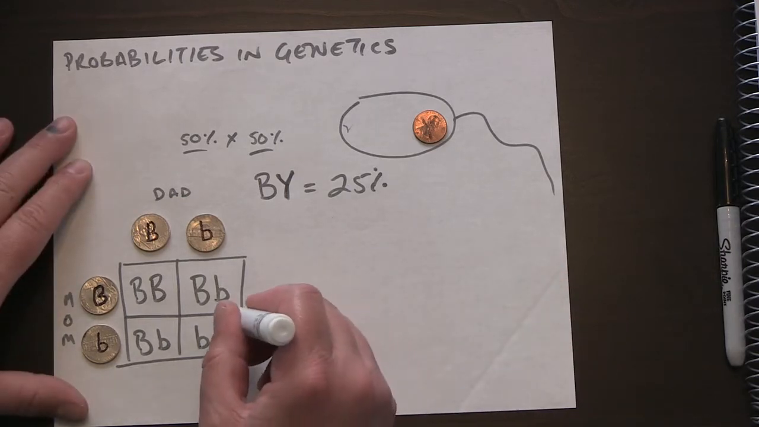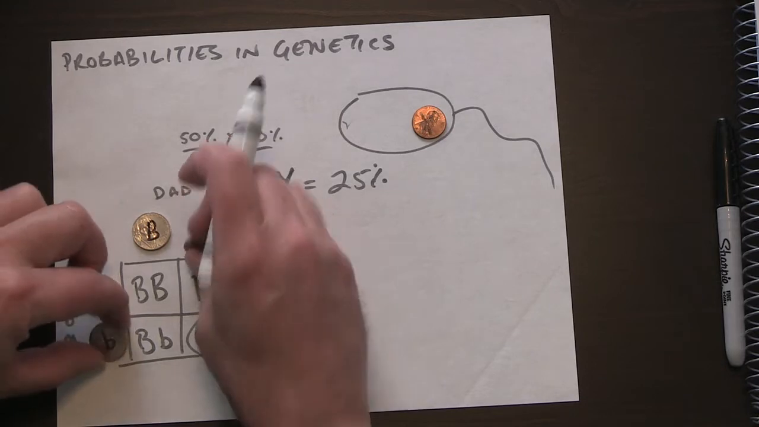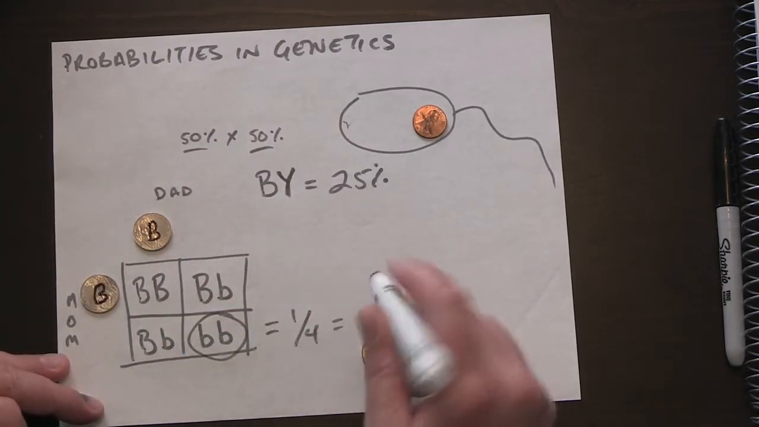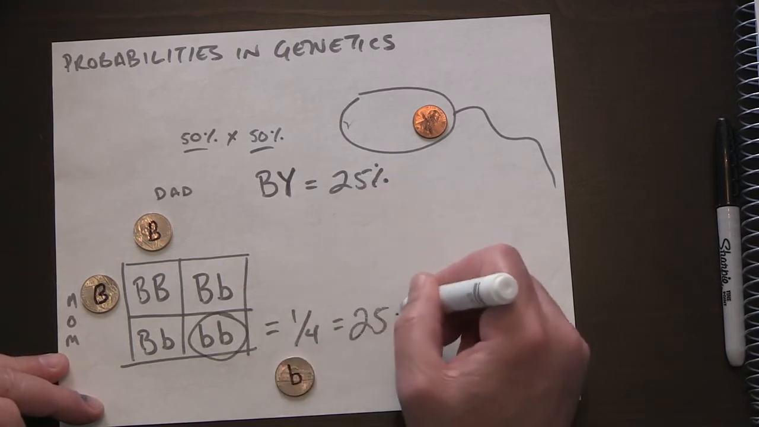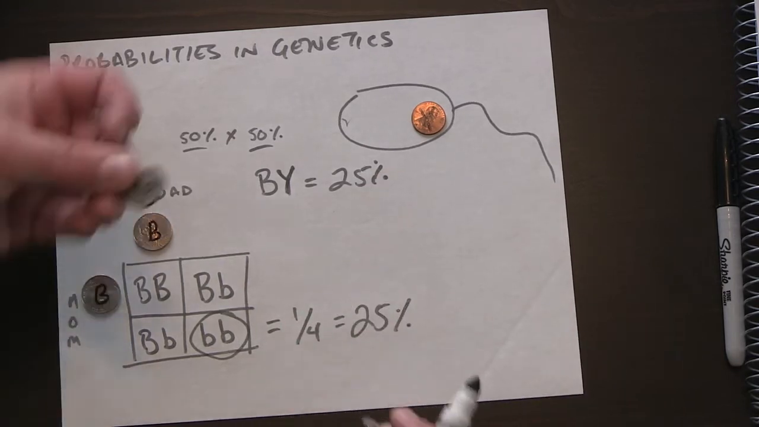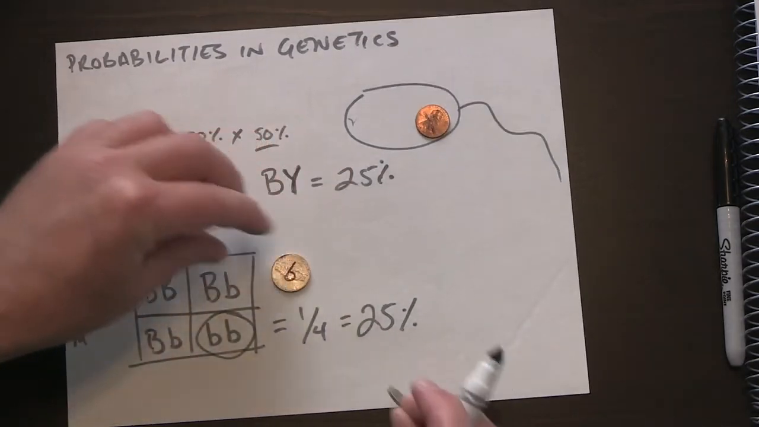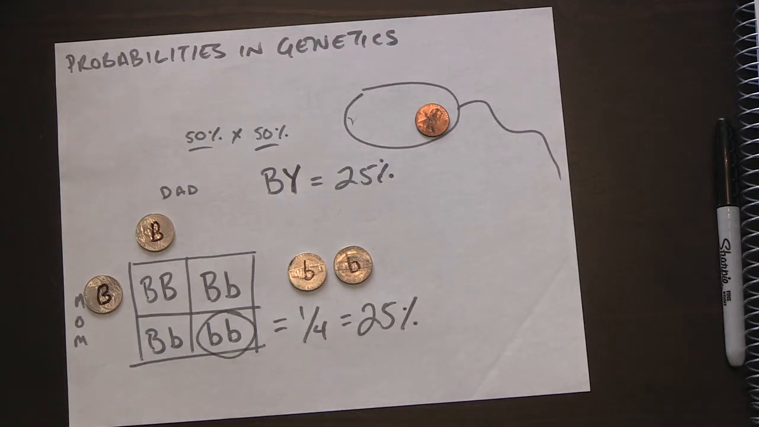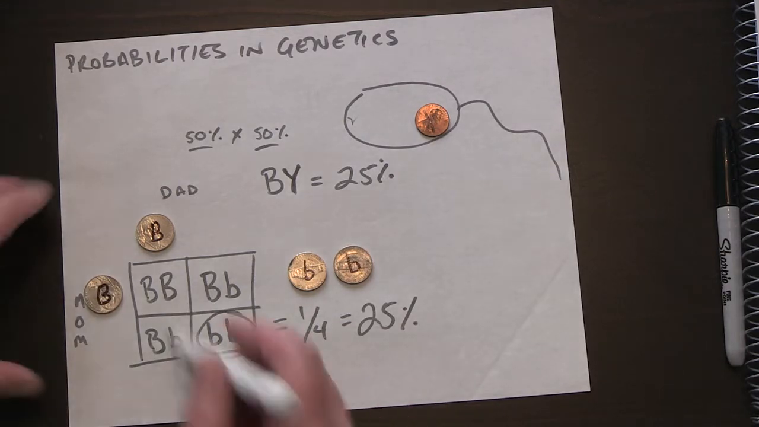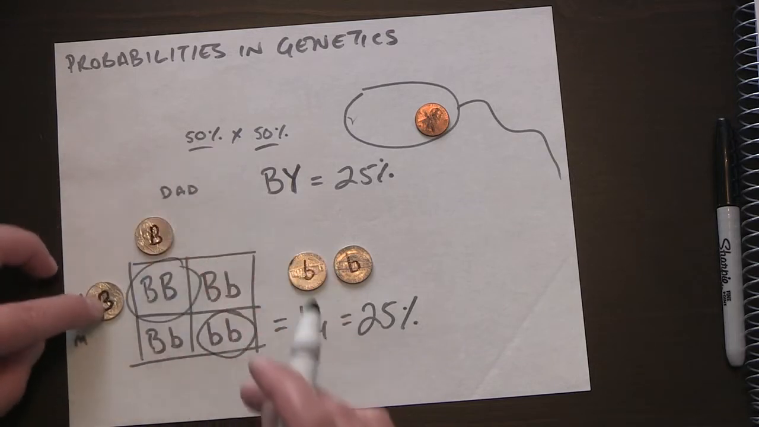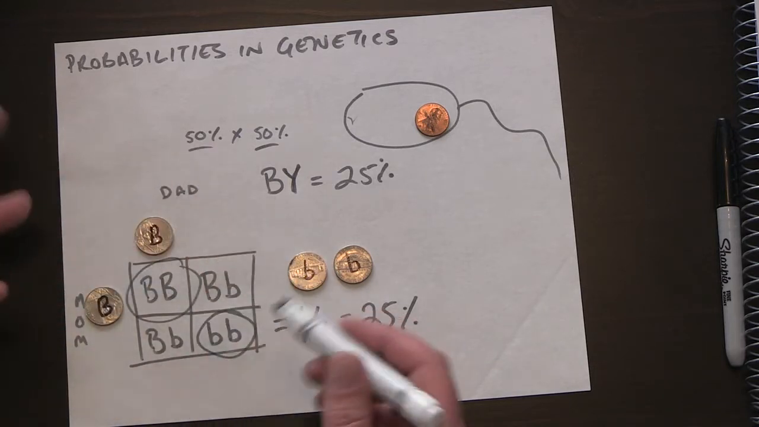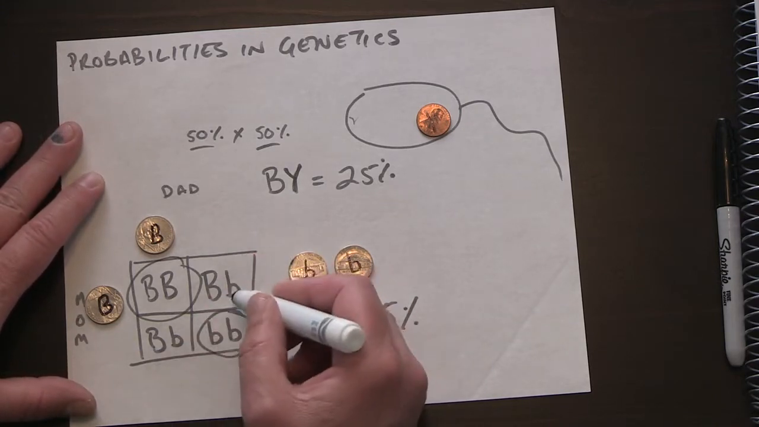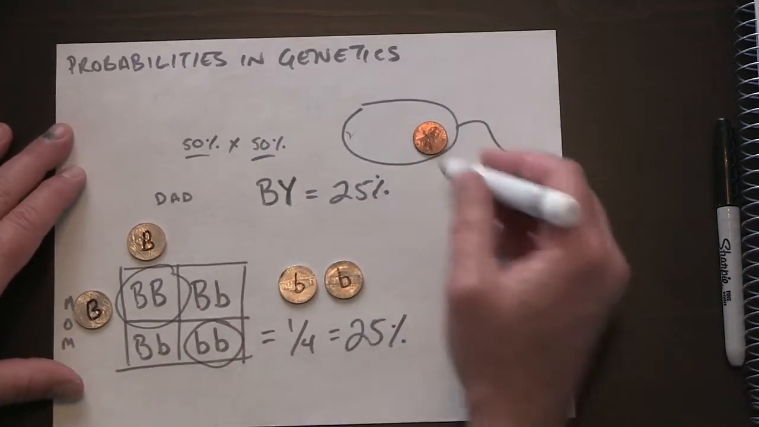What are the odds of getting little b, little b? Well, it's the same thing here. It's 1 in 4, right? Which is equal to 25%. So it's the odds of flipping this coin and getting a little b, and the odds of flipping this coin and getting a little b, and the odds are 25%. Okay. Same thing here. The odds of getting both big B and big B in that particular offspring are 25%. Here we've got two, so it's going to be 50%, so we just add those together.